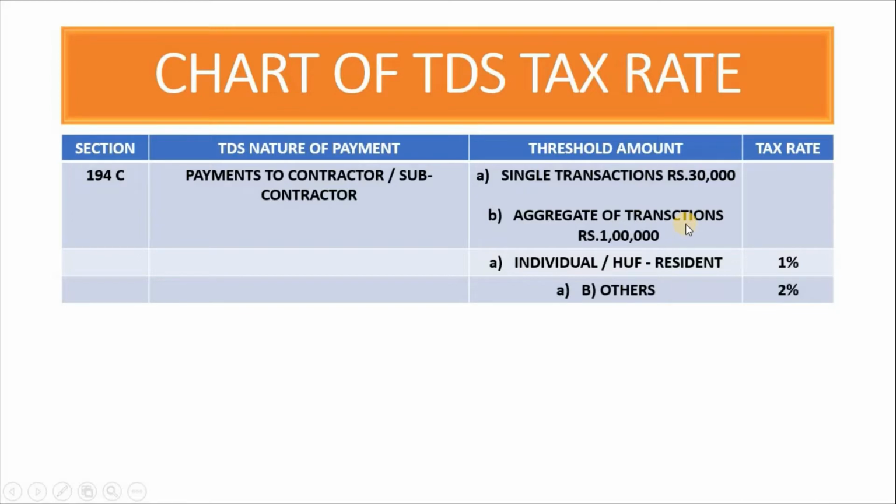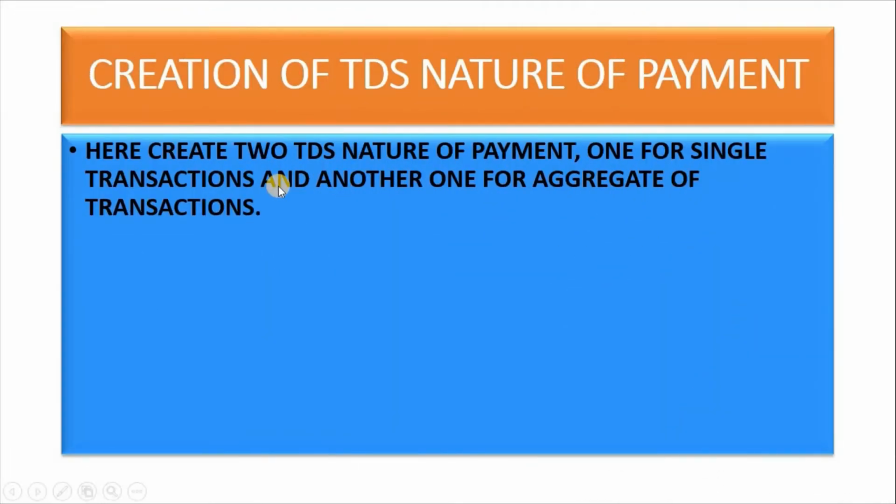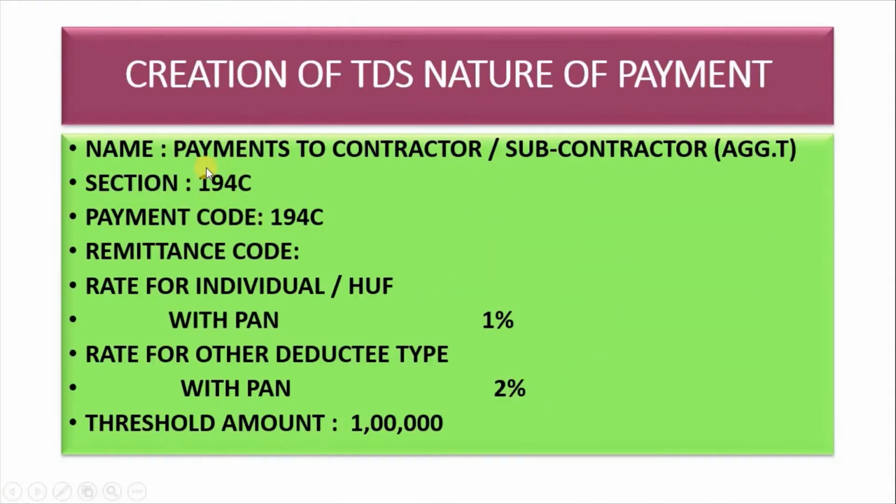Next we move to creation of TDS nature of payment. Create two, one for single transaction and another for aggregate of transaction. See, name: payments to contractor or subcontractor, within bracket aggregate of transaction. Here I typed only an abbreviation of aggregate of transaction. Create this one.